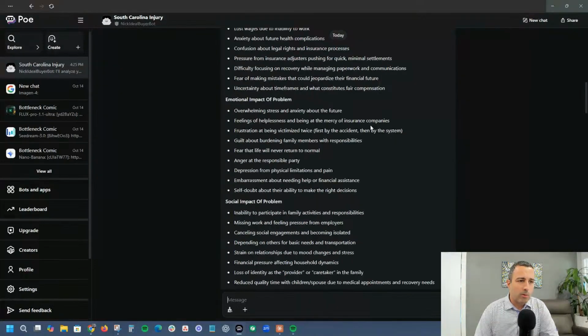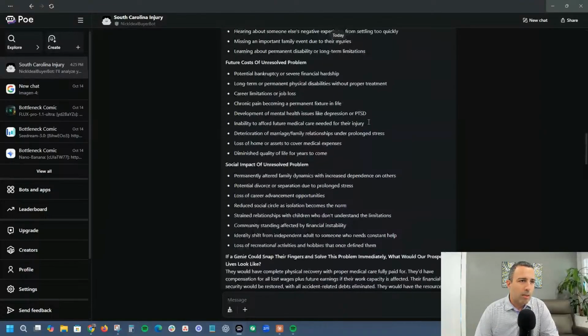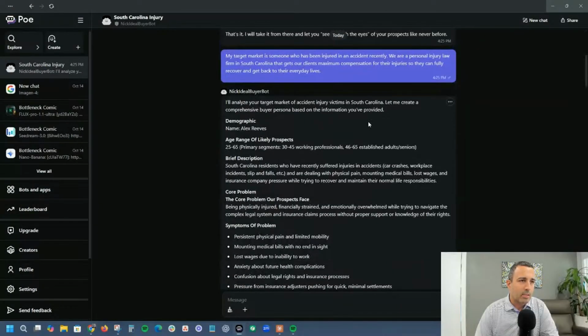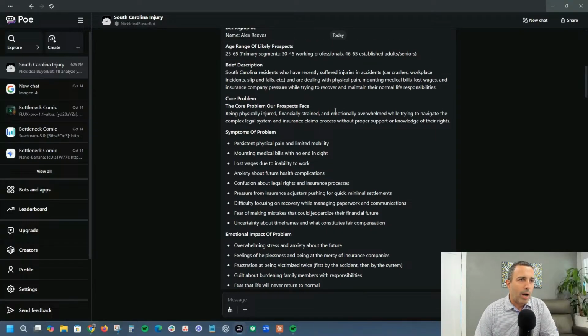Core problems. I won't do this line by line because you can see it's pretty extensive, but I'll go over the main points here just to see if we spot anything that's super spot on or doesn't hit the mark, so we can ask it to change it. The core problem the prospect faces is being physically injured, financially strained, and emotionally overwhelmed while trying to navigate the complex legal system and insurance claims process without proper support or knowledge of their rights.